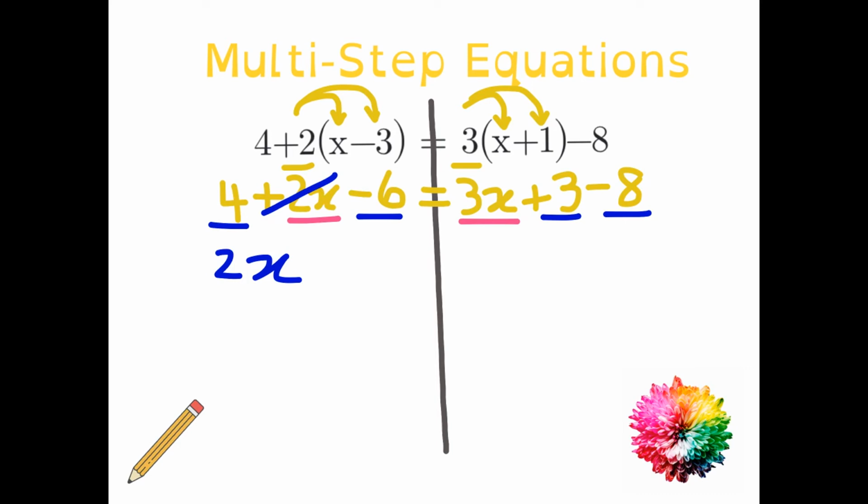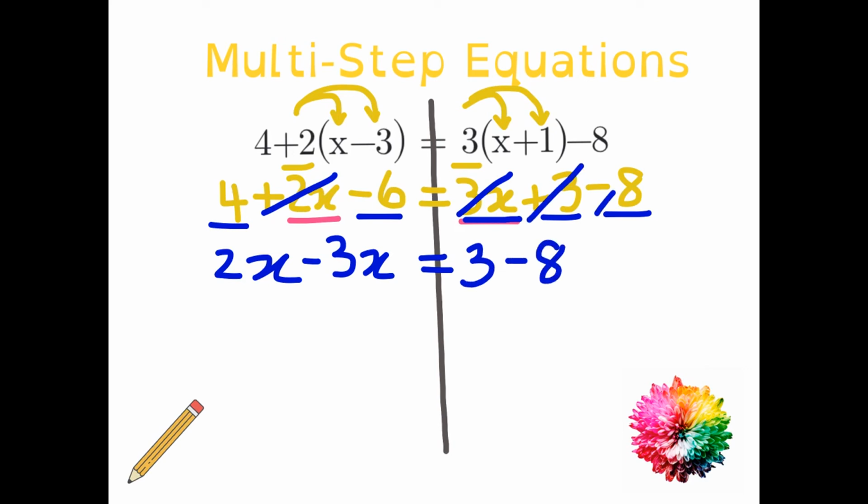Can't do anything with those yet. We have a 3x over here, and it needs to move over to the other side. This is +3x, so when I move it over, it's going to become -3x because it's going to change its operation, and now we're done with that. Now, on the right-hand side, we have a +3, that can stay right there, and we have a -8, that can stay right there. And now we need to move the +4 and the -6 over from the left-hand side.